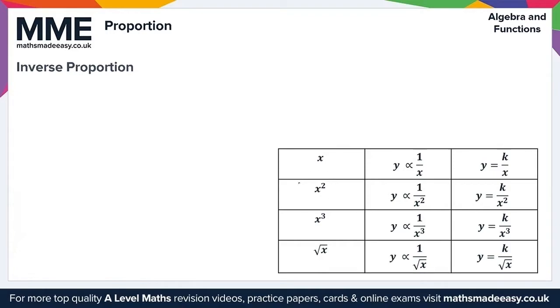And again, for x squared here, we could write that as y is equal to k over x squared. And again, if y is inversely proportional to x cubed here, then we just write that as y equals k over x cubed. And finally, if y is inversely proportional to the square root of x, then we could just write that as y equals k over the square root of x there. So that gives us everything we need for inverse proportion.